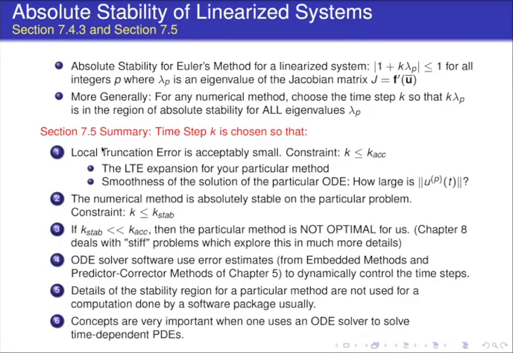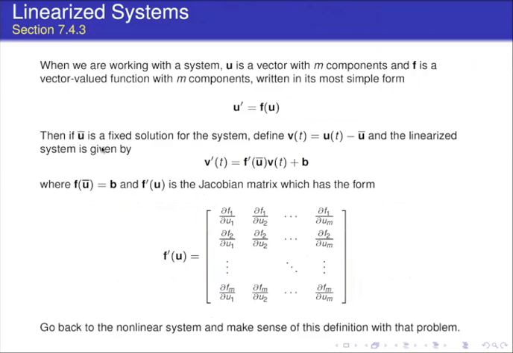What I would like to say about what you saw earlier in the previous video is, remember how we were thinking about absolute stability for Euler's method. If we are thinking about a linearized system, then we say that the modulus of 1 plus k lambda p has to be less than or equal to 1 for all integers p, where lambda p is an eigenvalue of. What is our matrix now? Well, now our matrix A becomes that Jacobian matrix right there.